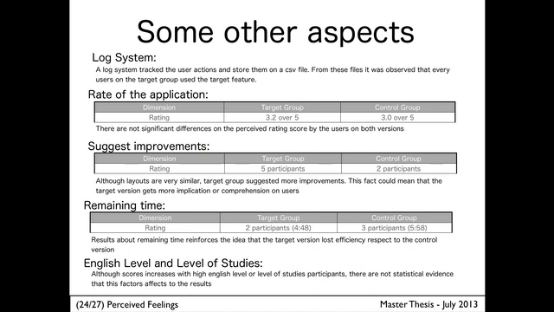There were other aspects that were analyzed in the experiment. This slide clarifies them. For instance, more people suggested improvements in the target group than in the control group, or both groups rated the application practically with the same average score. But the most important aspect on the slide is the log system. Every action that the user did while performing the experiment was recorded on a log system. I used this information to control that every user in the target group used the target feature.